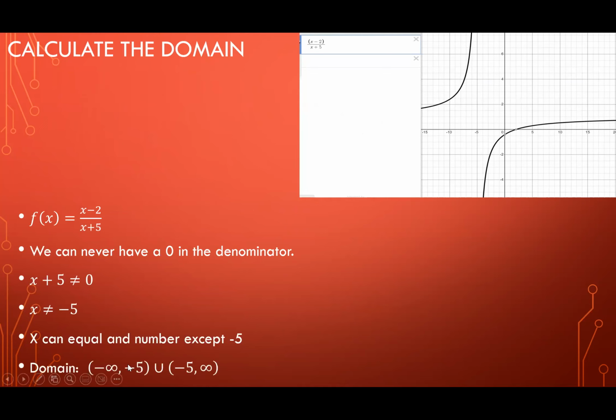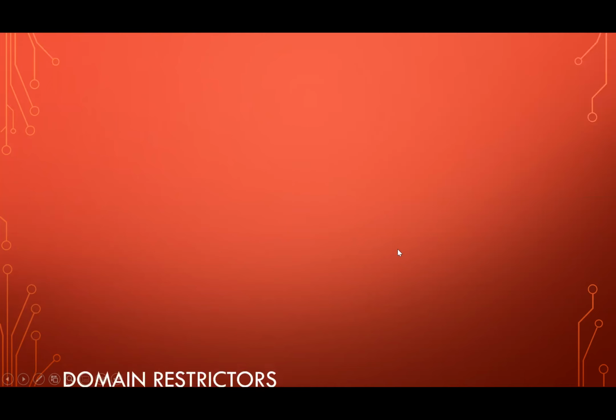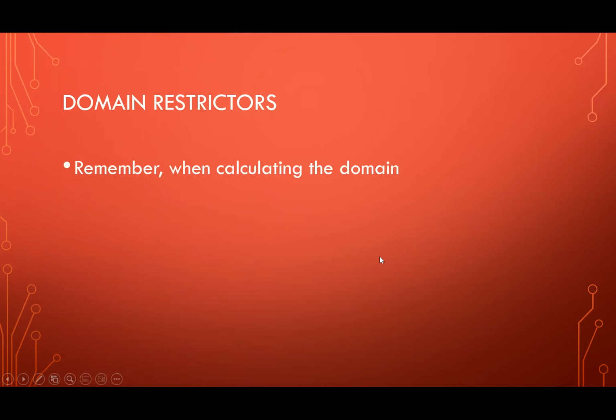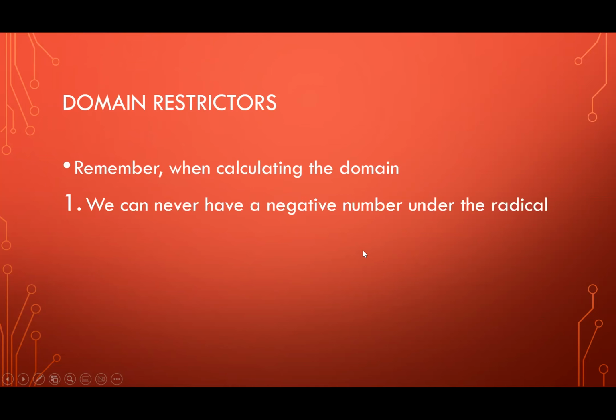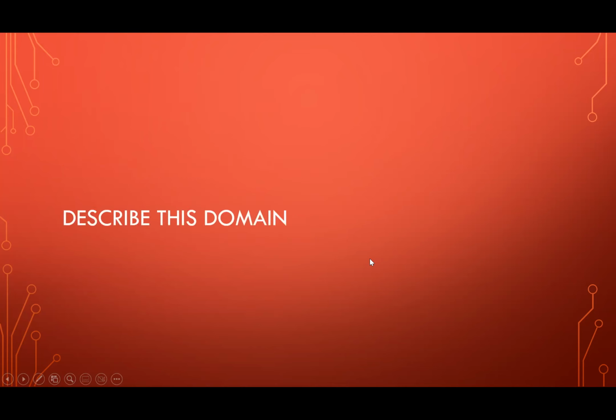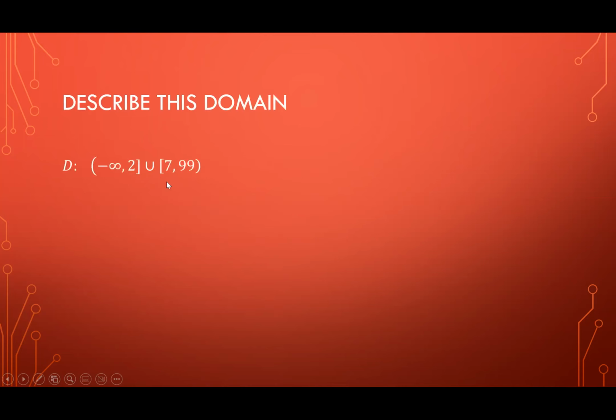So how do we write this? From -infinity to -5 exclusive in union with -5 to infinity exclusive. So there are 2 types of domain restrictors. We can never have a negative number under the radical, and the denominator can never equal 0. So how would we describe this domain? Well, it goes from -infinity to 2 in union with 7 to 99. 2 and 7 are included in the domain, but 99 is not.